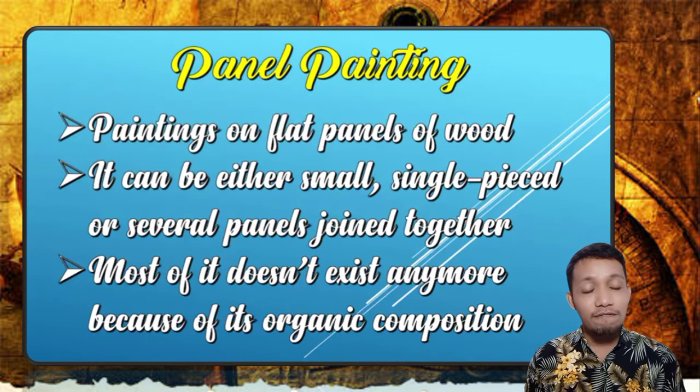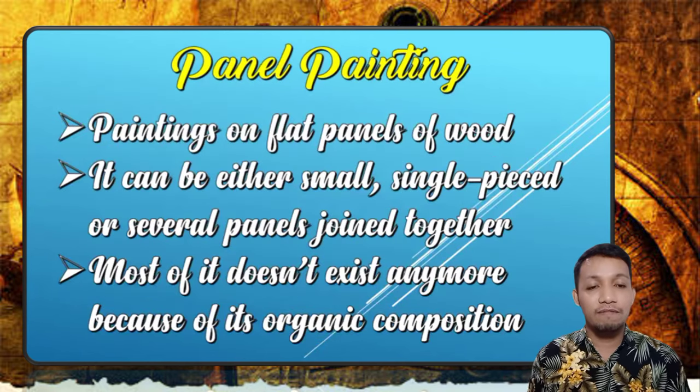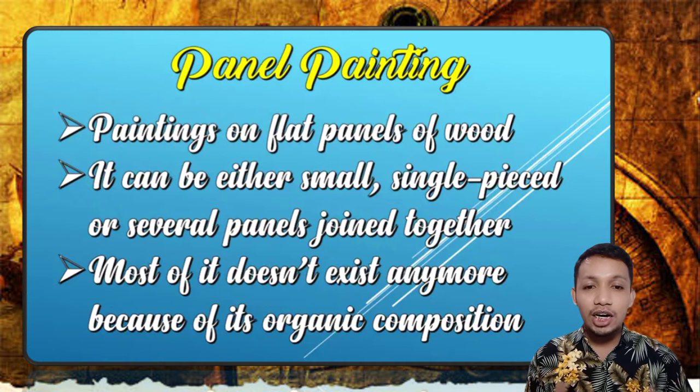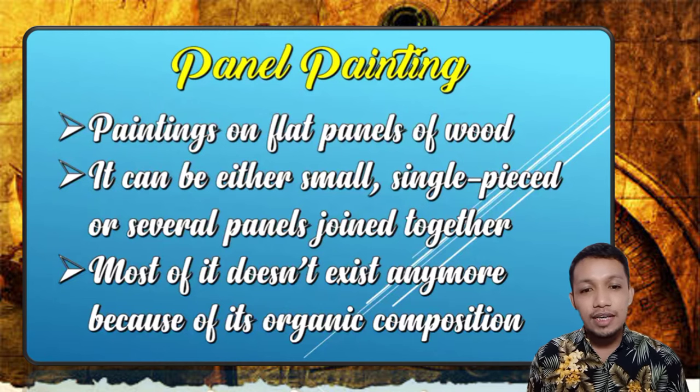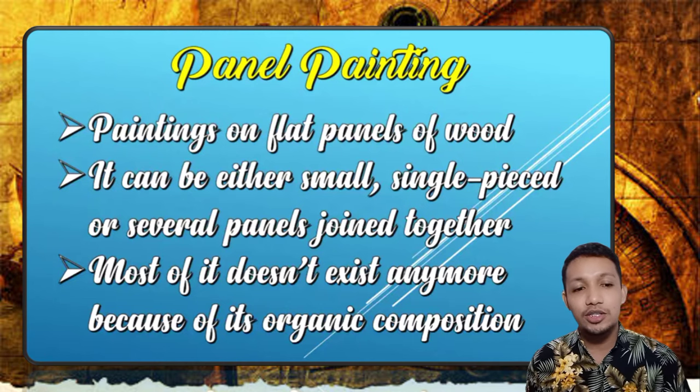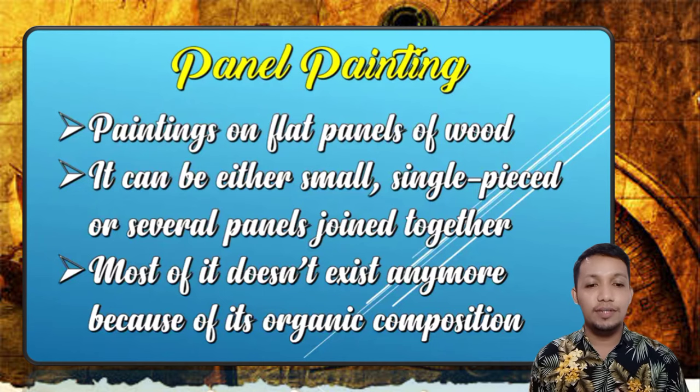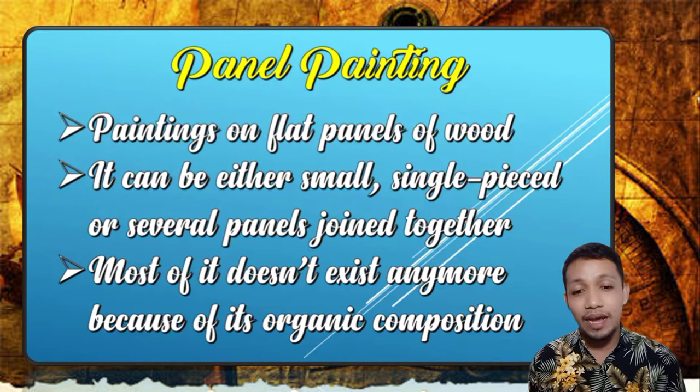And we also have panel painting aside from vase painting. These are paintings on flat panels of wood by the Greeks. It can be either small, single-pieced, or several panels joined together. And most of it doesn't exist anymore because of its organic composition.